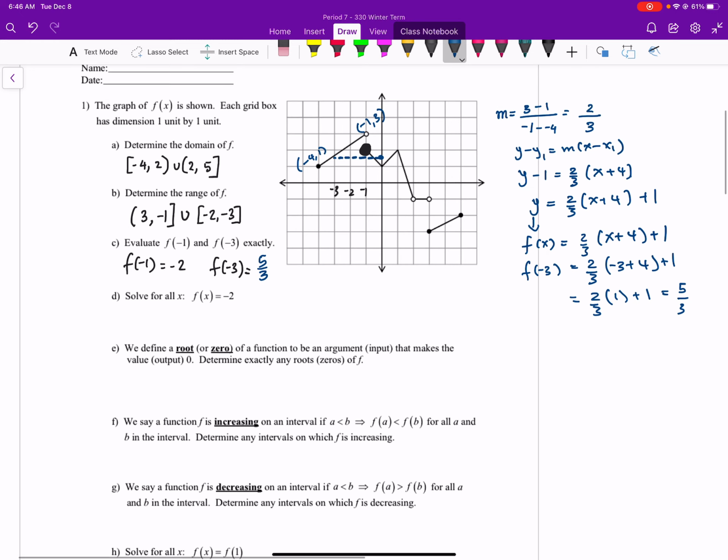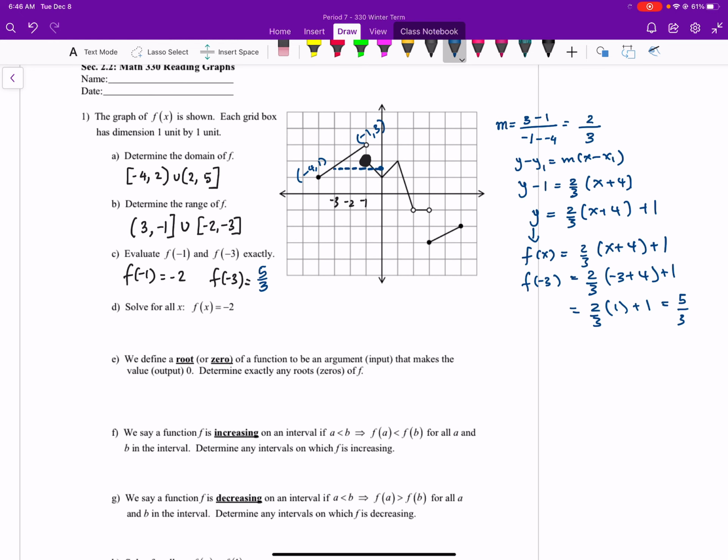All right, let's look at the next question. The next question, D, says solve for all x when f of x is equal to negative 2. So understand what this is trying to do. This is telling us that we have a y equal to what? Negative 2. You have this function here, and you're trying to find all the x values whose y is equal to negative 2. So if you look at the graph, the way you want to do this is to go look for where y is equal to negative 2 and then draw a line at negative 2.